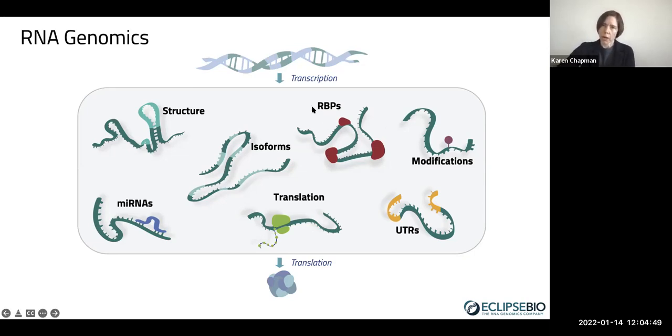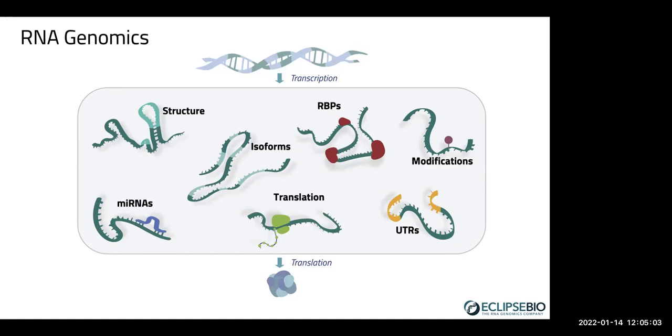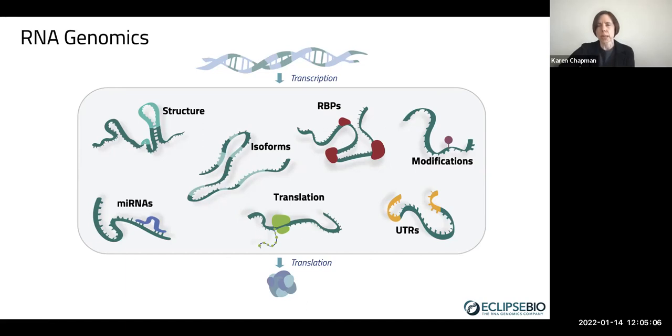So first off, RBPs. These are RNA binding proteins, and these are shown here in red. RBPs can regulate many aspects of the RNA life cycle. I think there's around between 1,000 to 2,000 different RBPs that have been identified. So there's a myriad of aspects to RBP regulation of RNA at the level of stability, at the level of translation, and structural motifs as well.